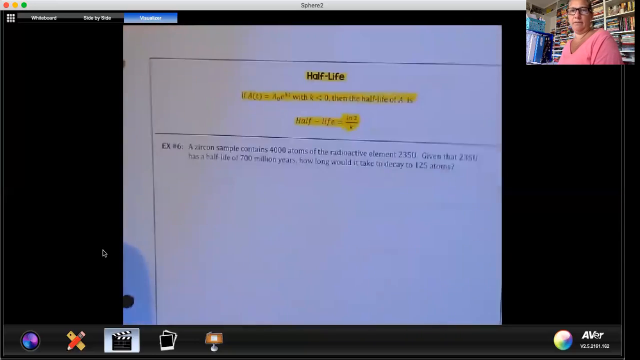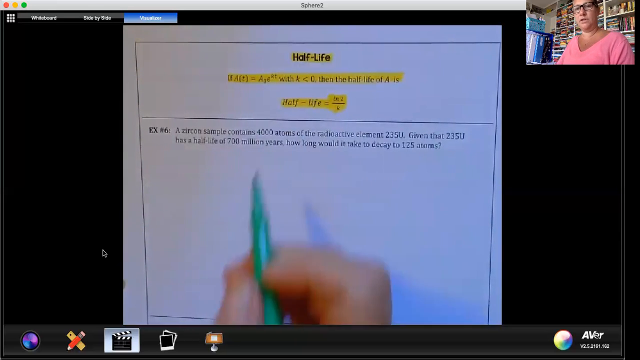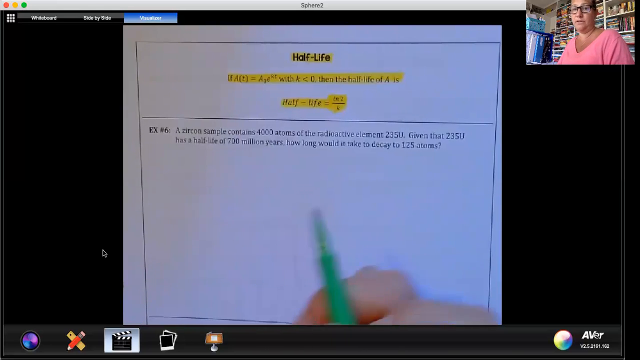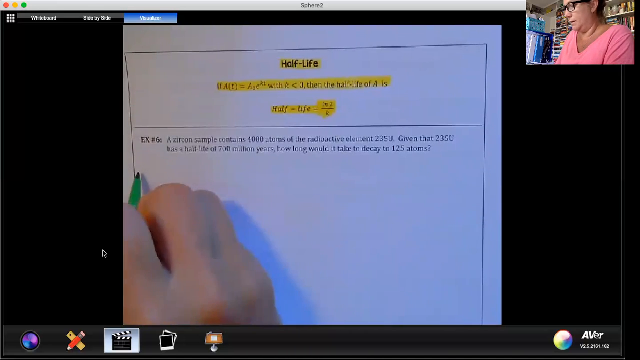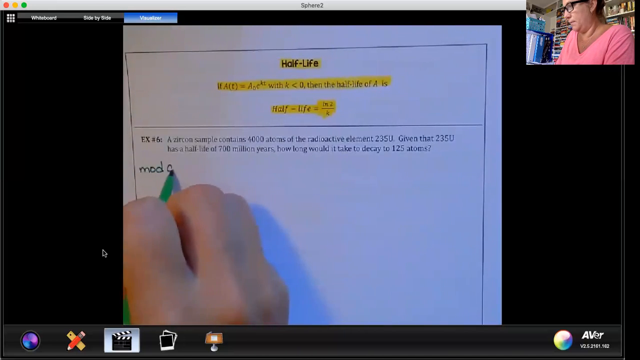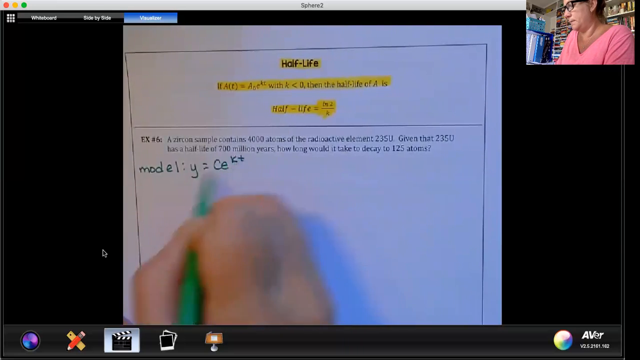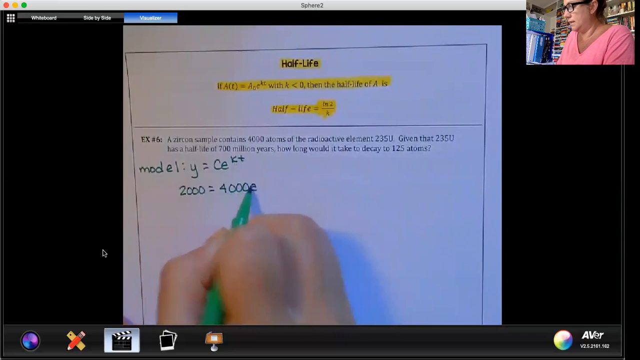All right, half-life. I have a formula up here at the top for you to see. We're going to use the same y equals Ce to the kt. Remember, when it gives you 4,000, half of that would end up being 2,000. So that's part of what half-life is all about, being able to set up that model. So we have y equals Ce to the kt. So 2,000 equals 4,000 e.